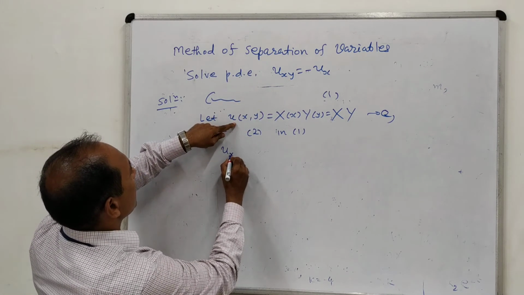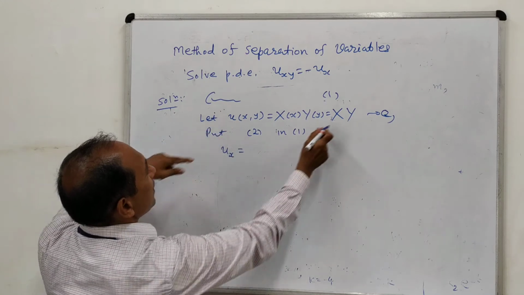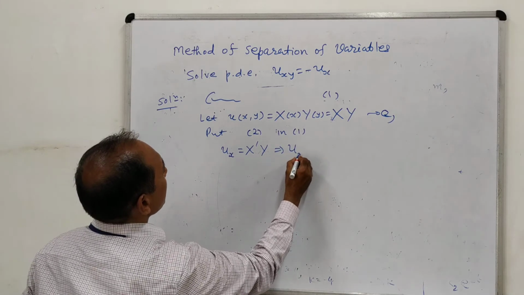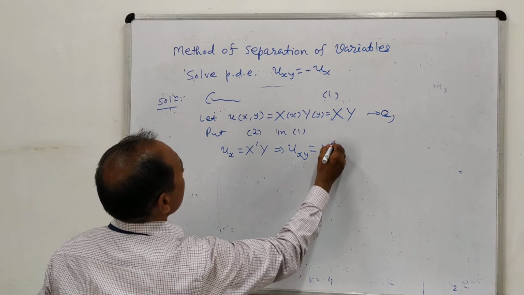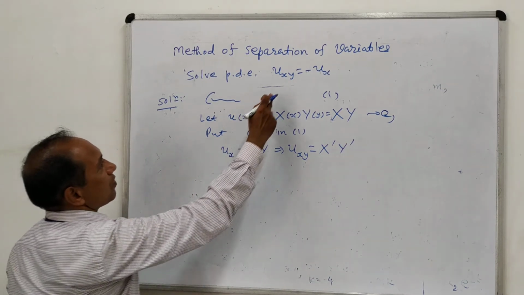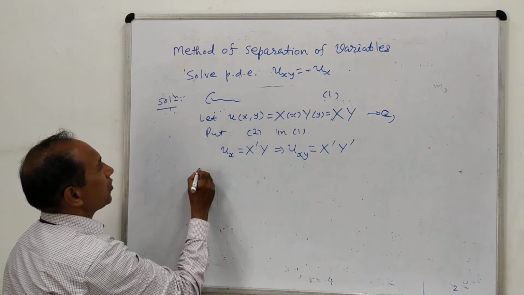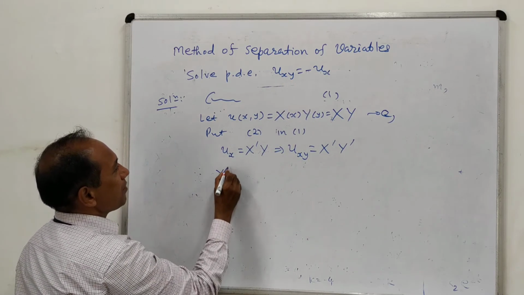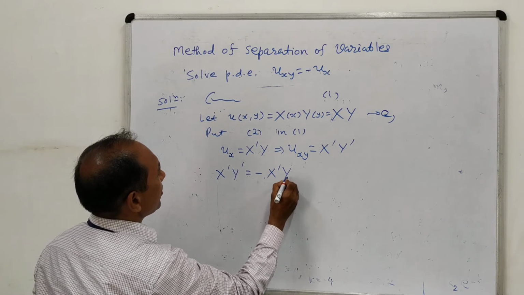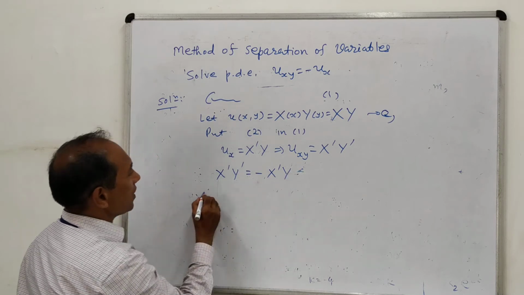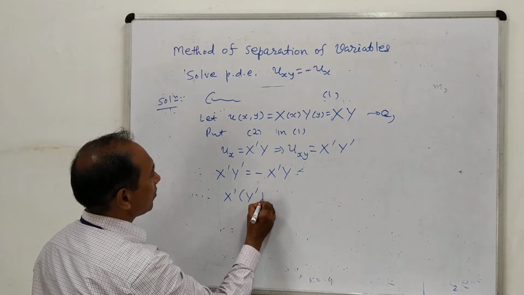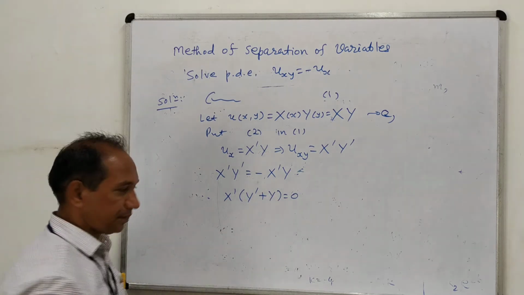So first we find its derivative with respect to x. So u_x will be given as X dash into Y, since Y is constant. Again, if we find its derivative with respect to y, then X dash is constant now and Y dash is the derivative. Okay? So both have been obtained, u_xy and u_x. Therefore, the equation will become capital X dash into capital Y dash equal to minus u_x, that means X dash into capital Y. So if we separate out the terms, we get X dash into bracket Y dash plus Y equal to 0.